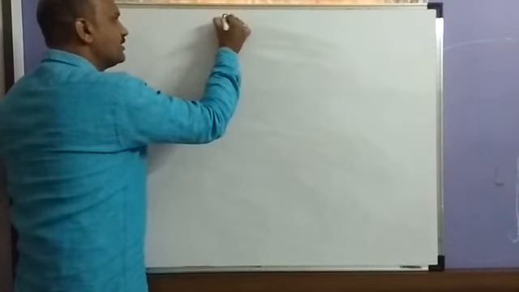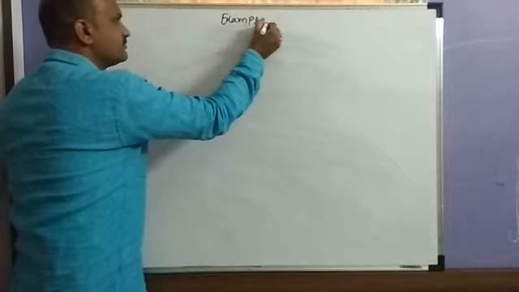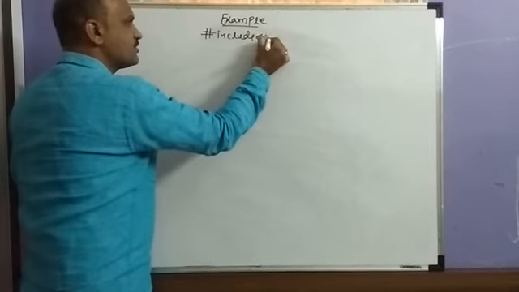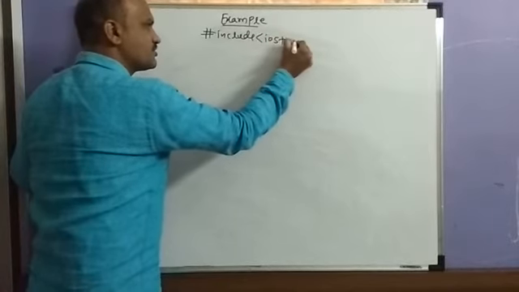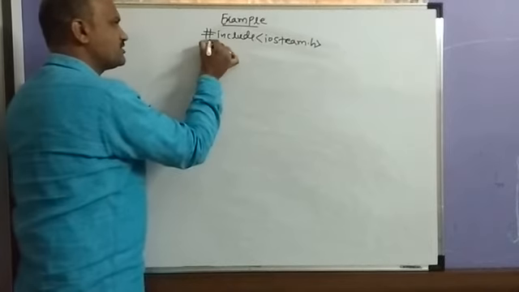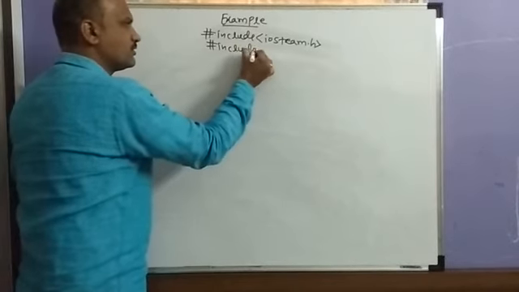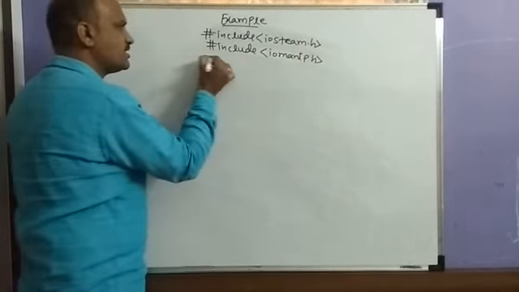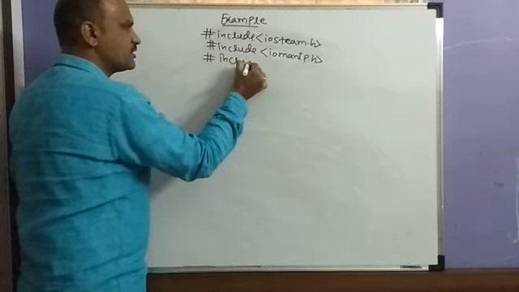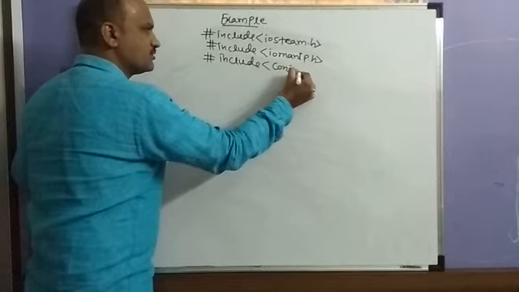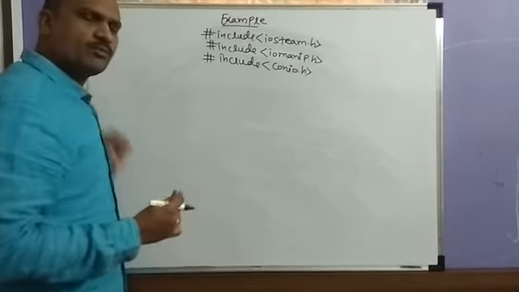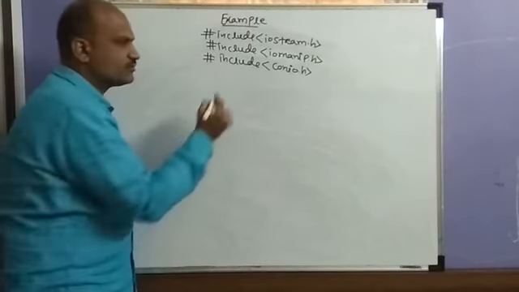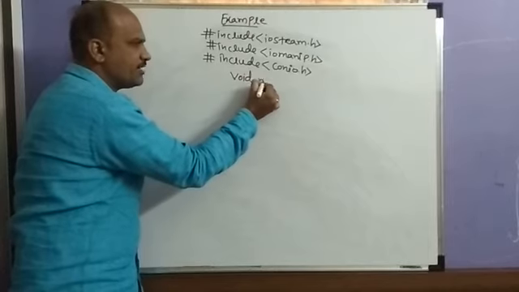Example. Start with your header files: #include <iostream.h>, then #include <iomanip.h>. Basic header files, you can also write #include <conio.h>. So we are writing a small program to show how exactly we can use pointers and arrays. Next, write the main function, void main.